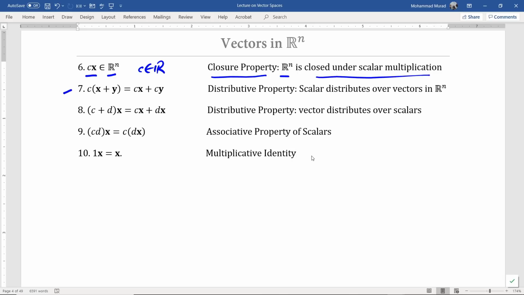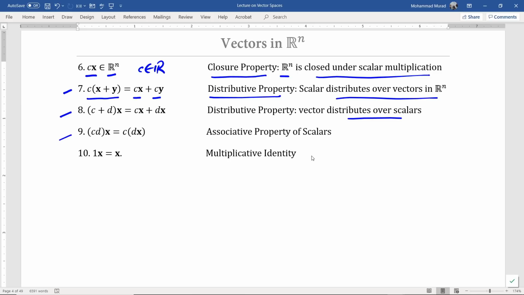Property 7. c times the vector x plus y is equal to cx plus cy. This property is called the distributive property. The scalar distributes over the vectors in Rn. Property 8. c plus d times x is equal to cx plus dx. This is called the distributive property. In this property, the vector x distributes over the scalars.